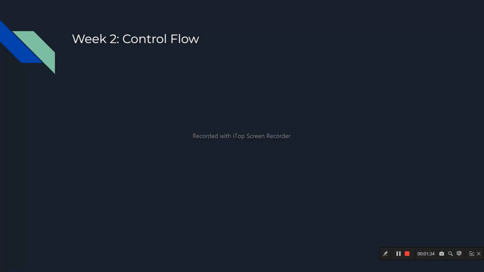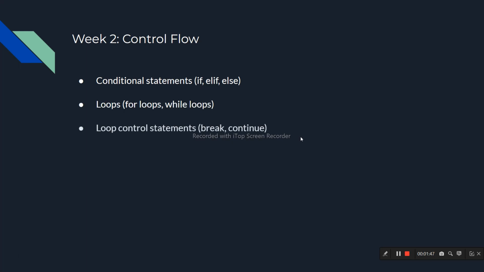For the second week, we look at control flow. Basically, we'll be looking at conditional statements, that is if, else, and else if statements. We look at loops, that's the for loops and the while loops. Loop control statements, how to break a loop and how to continue with the loop. Afterwards, we look at practical exercises and application of control flow. That's it for the second week.